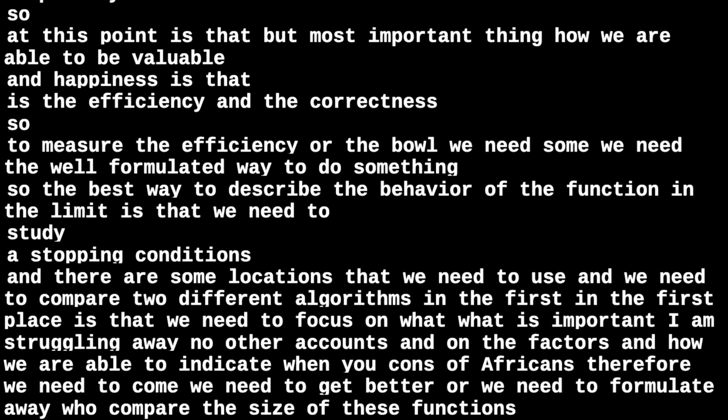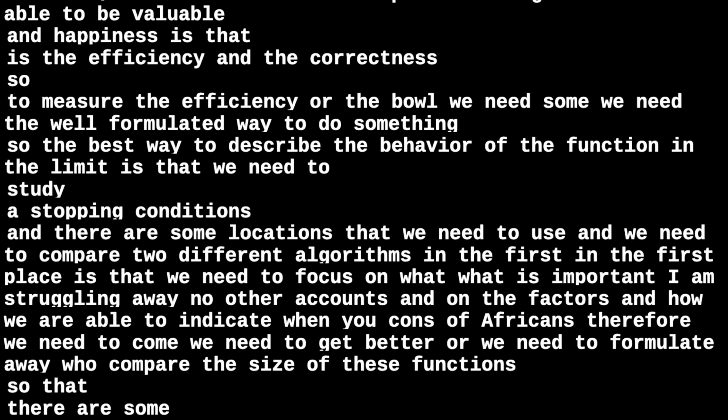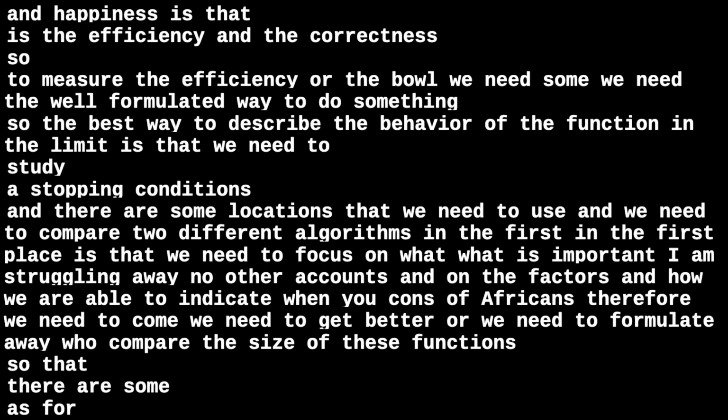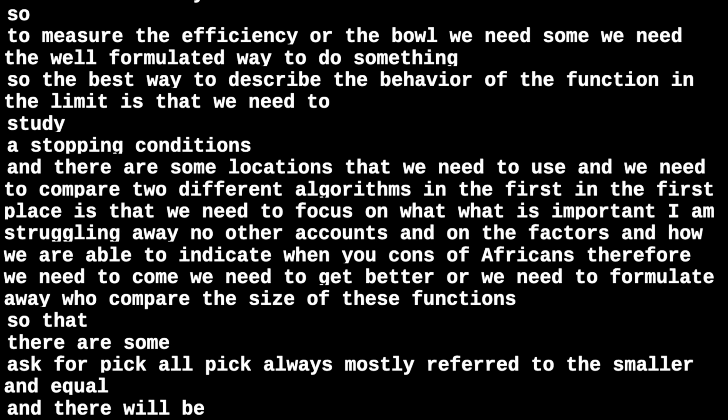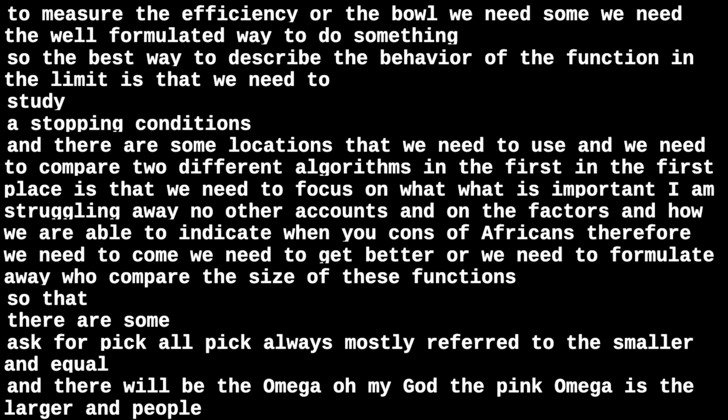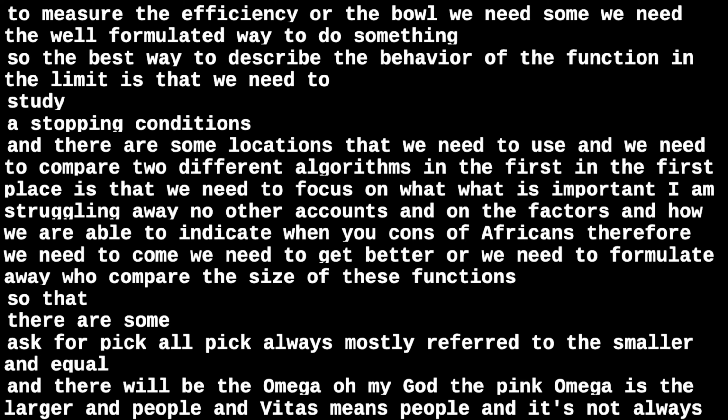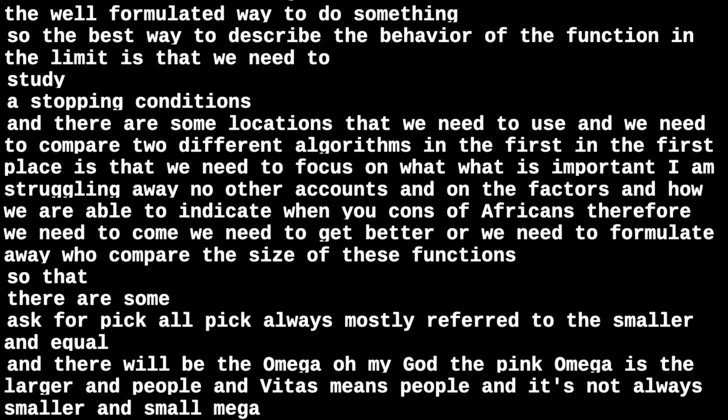Big O mostly refers to smaller than or equal. Big omega is larger than or equal. Theta means equal. Small o means smaller, and small omega means larger.